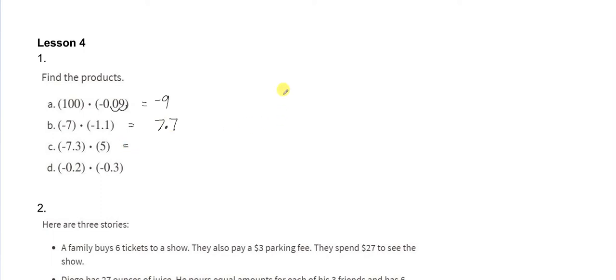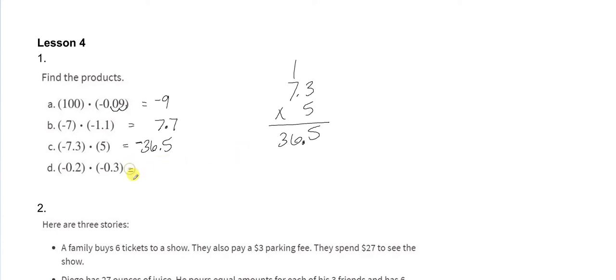The next one we'll work out over here, 7.3 multiplied by 5. Let's do the work real quick. One decimal move over, 36.5. And then the question is, positive or negative? Negative times a positive, different signs, gives me a negative answer.